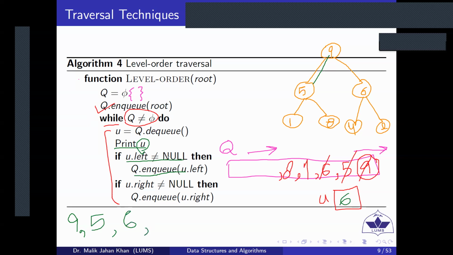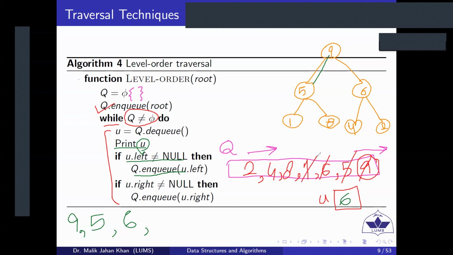And then we check left of 6. If it is not null, left of 6 is 4, so it is not null. So what we do is that we enqueue 4 in the queue. So 4 goes inside the queue. Then we check right of 6, which is 2, so that's also not empty. So we enqueue that thing as well, and we go back to the start of the loop.